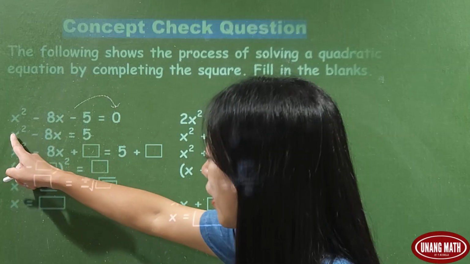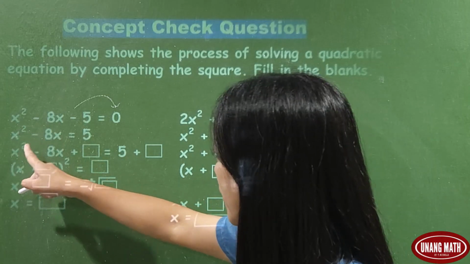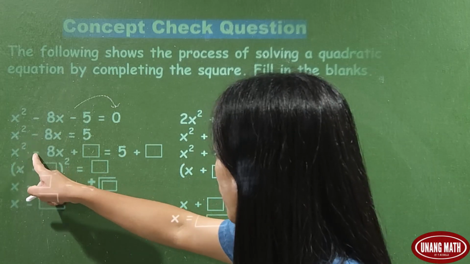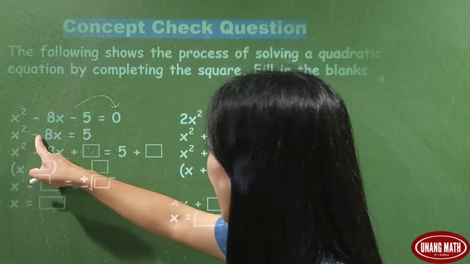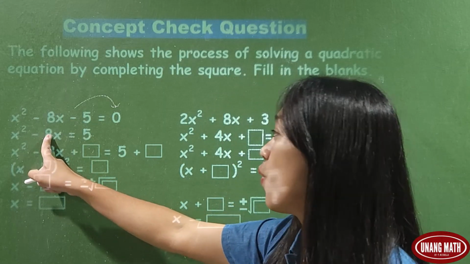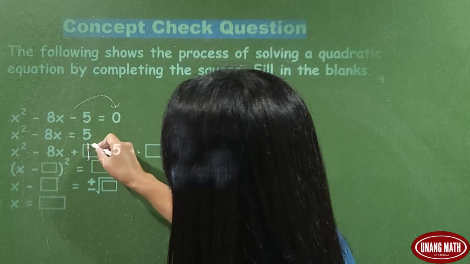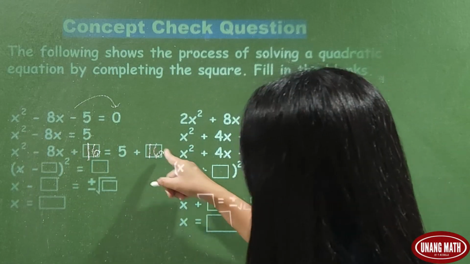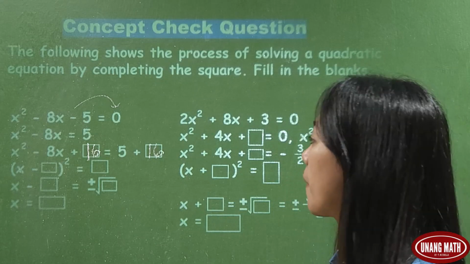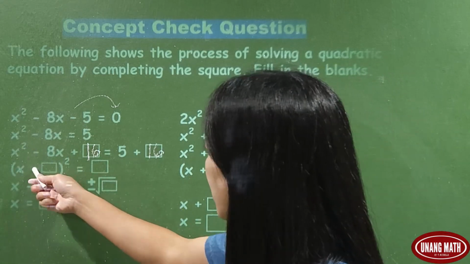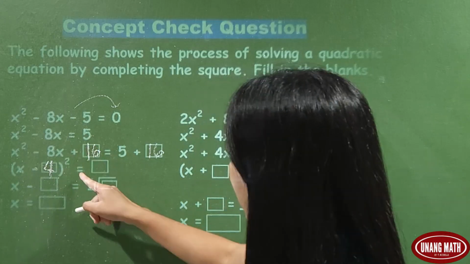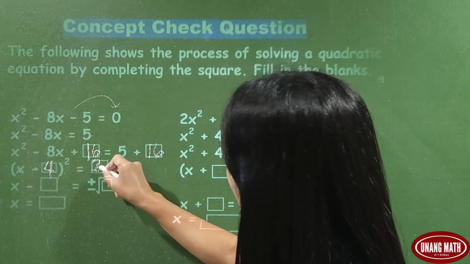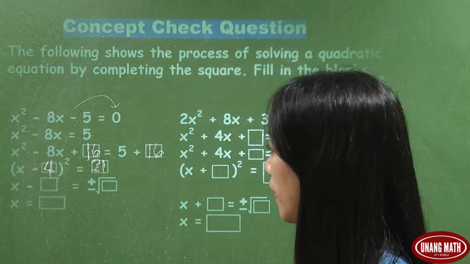And then, turn this into a perfect square trinomial. So we have x squared minus 8x plus negative 8 divided by 2, which is negative 4, and then squared. So this is 16, plus 16. This is an equation, so plus 16 on the right side also. So factor this out: x minus 4 squared is equal to 21. 5 plus 16 is 21.